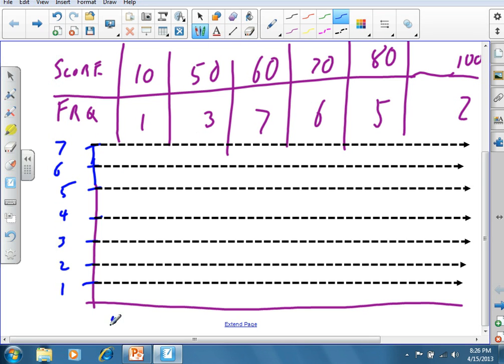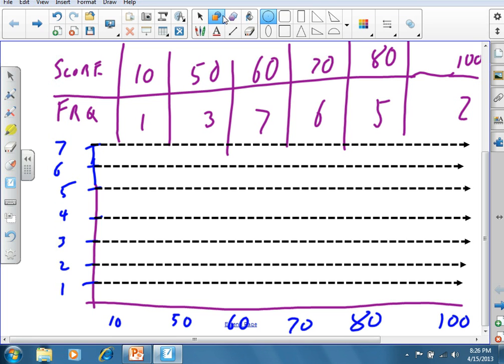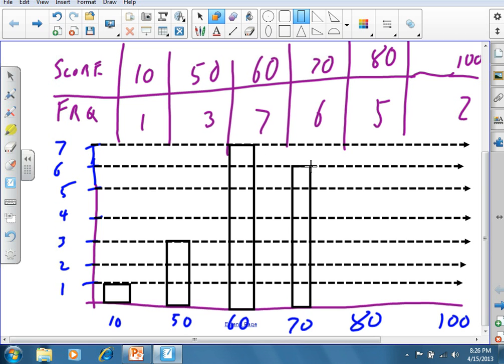Alright, so we need 10, 50, 60, 70, 80, 100. And that'd be a shape, right? Yeah. Well, went too high. 10, 50, 70, 80, 2.